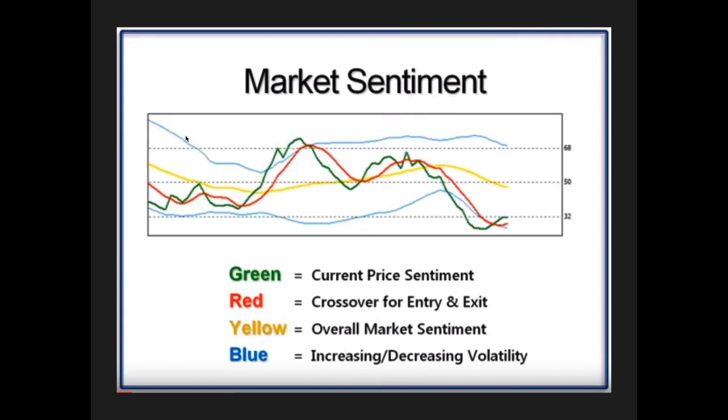So basically, when the bands start to expand, that's when you have increasing volatility in the market. And when they start to contract and move together, we call that a TDI squeeze. That's when there's lower volatility in the market.